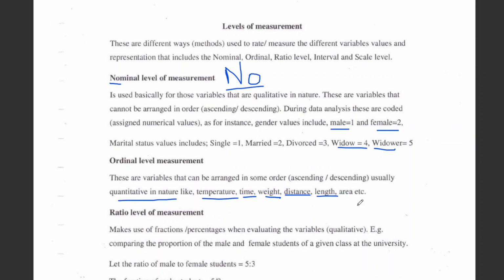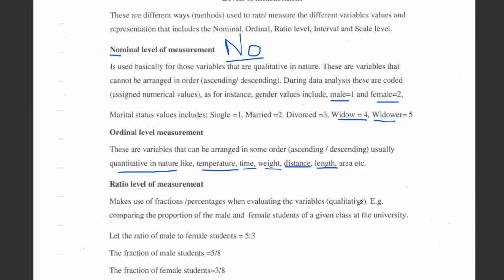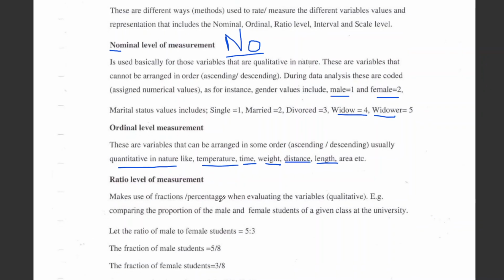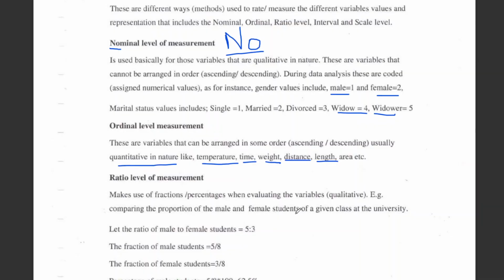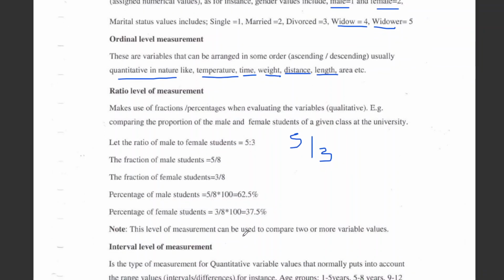Yes, ratio level of measurement. Like the way you hear the word ratio, it involves ratios. It makes use of fractions or percentages when evaluating variables, for example, comparing the proportion of female to male students in a given class at university. So you can say the ratio of male to female students is 5 to 3, and the fraction can be 5 out of 3. So this is what we call ratio level of measurement. Then percentages, we can as well express that in percentage.